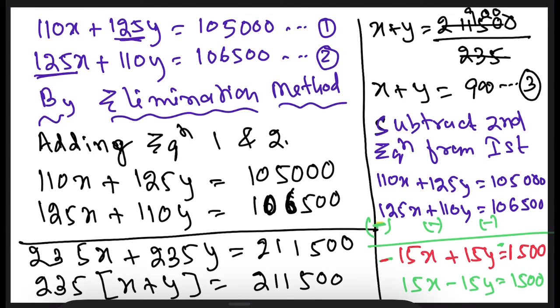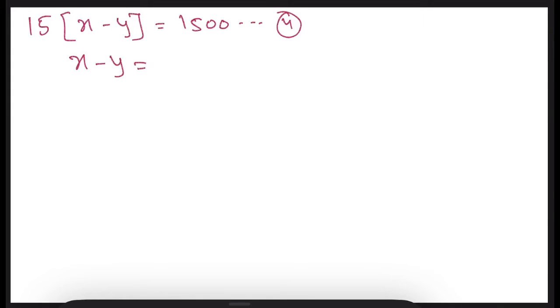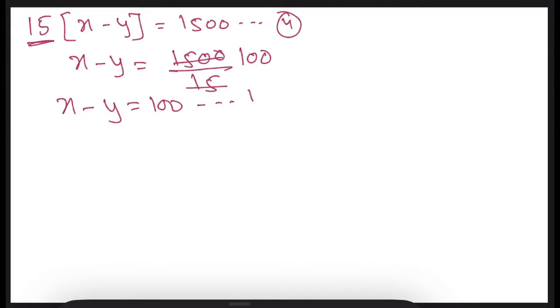Okay, now let's take x minus y. Okay, so we will take 15 as common, right? Okay, now let's take the common. Now 15 will be taken common. Here x minus y equals to 1500, this 15 will come here, so that equals to 100. So x minus y equals to 100. This is our fourth equation.